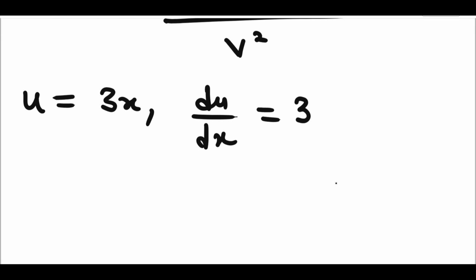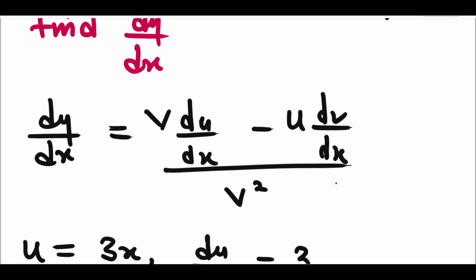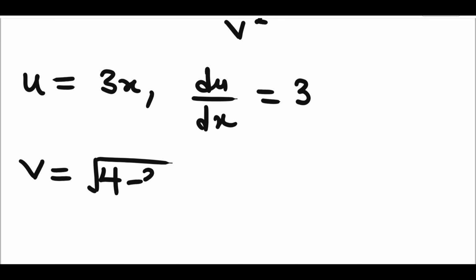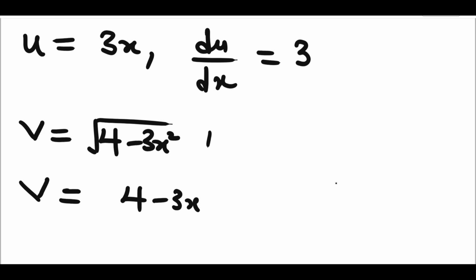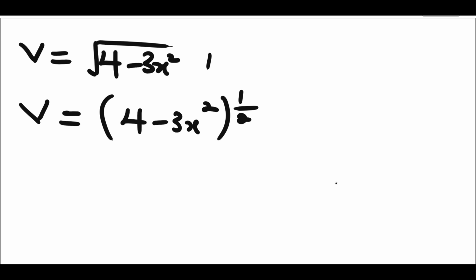Now we also bring down our v, which is the square root of 4 minus 3x squared. So we need to find dv/dx. You have to use the chain rule to differentiate function v with respect to x. Let us rewrite the function first without a square root. So we rewrite v as 4 minus 3x squared with an exponent of half, because of the square root. Now you can differentiate v with respect to x using the chain rule.